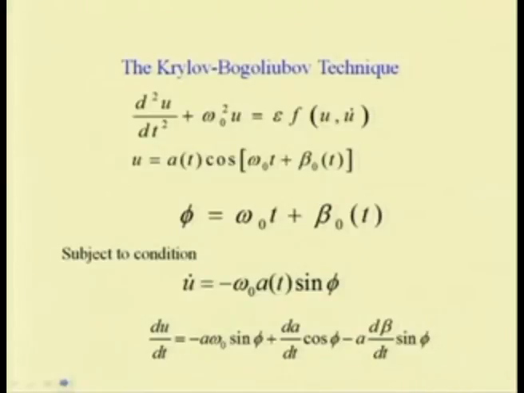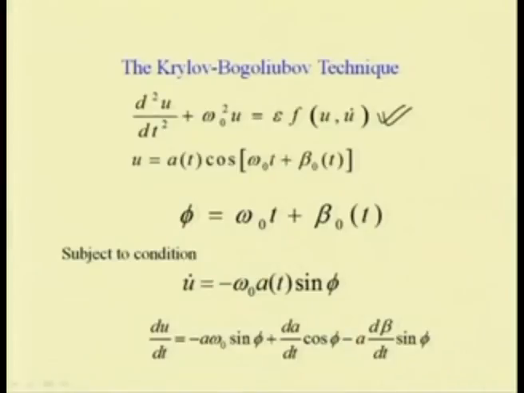So, in this technique, let us consider a general equation, where d square u by dt square plus omega 0 square u equal to epsilon f(u, u dot). In this case we will assume the solution similar to the previous case. In the previous case we took two terms, and in this case also we are taking two terms, but we are writing the solution in a different way.